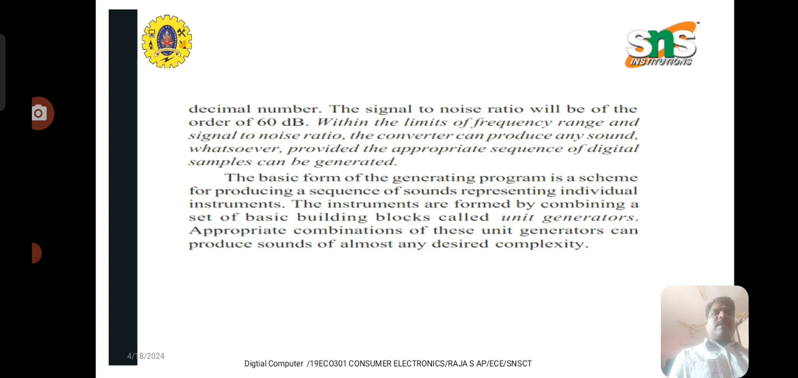The basic form of the generating program is a scheme for producing a sequence of sounds representing individual instruments. The instruments are formed by combining a set of basic building blocks that are called unit generators. Appropriate combinations of these unit generators can produce sound of almost any desired complexity. That is, by using these unit generators, we can generate any form of sound. In the old generation, we were using stereophonic sound. After the invention of the digital computer, all the forms were converted into digital technology.